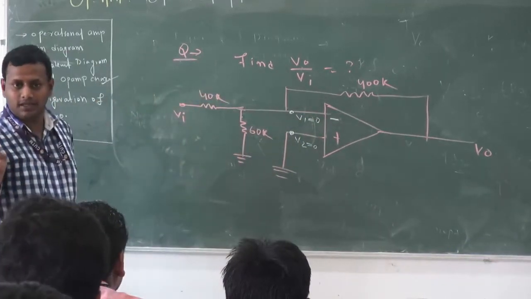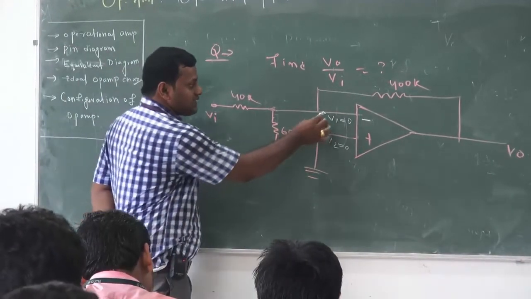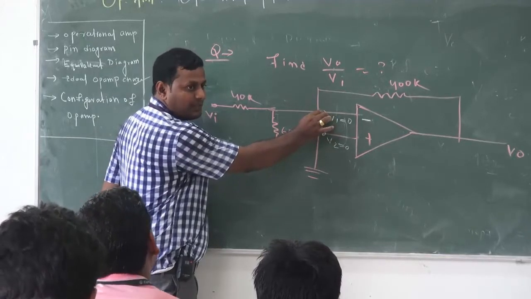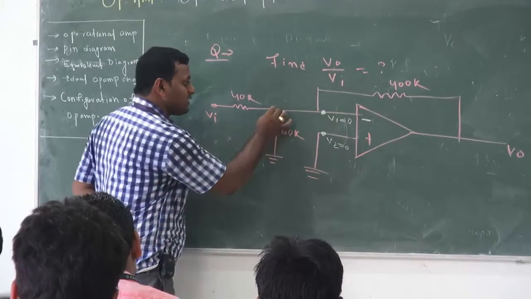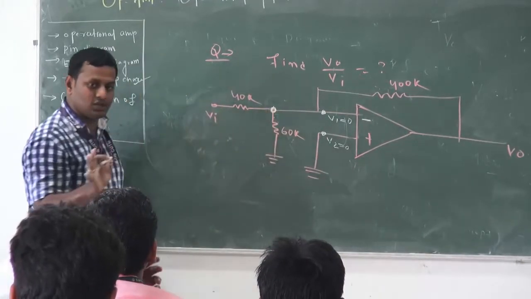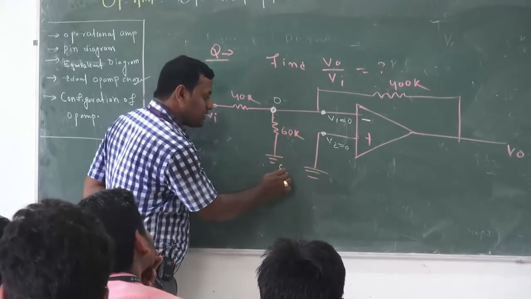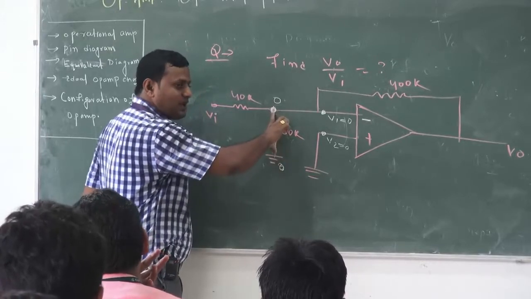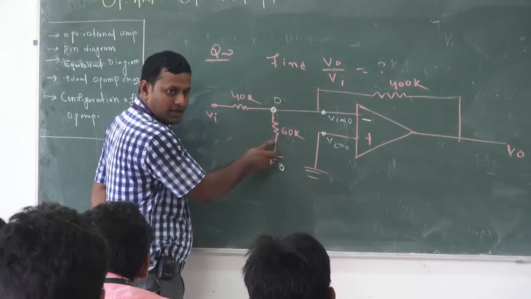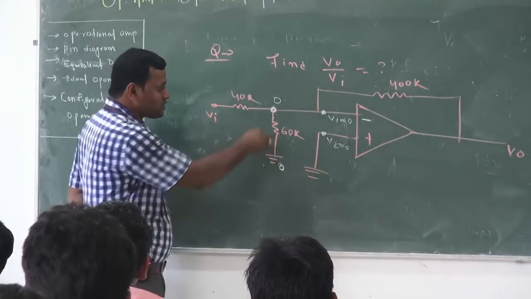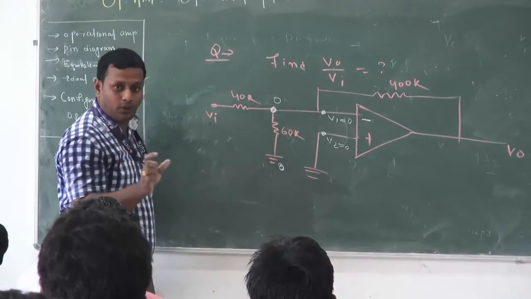First point, VID is equal to 0. Clear? That means this potential is equal to 0. Now, please look here, still not over. If this potential is equal to 0, can I say this potential is also 0? This was already grounded, so this potential is also 0. There is a potential difference of 0 across this resistance, which means no current will flow over here. This point is important. If it were some other voltage, then there would be current flow.